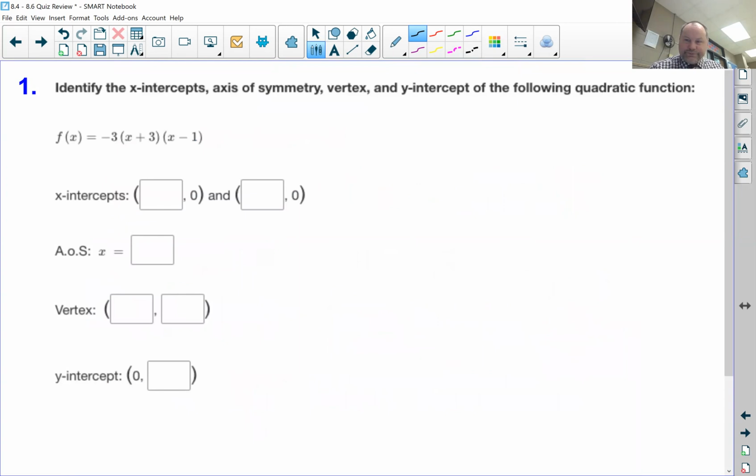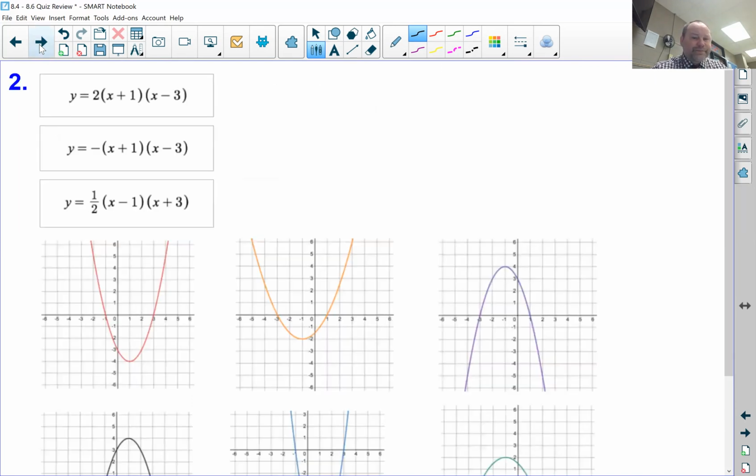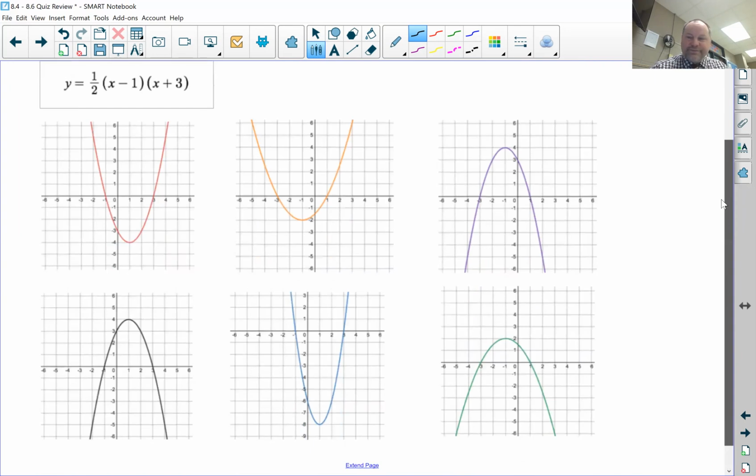So for the review, you'll have problems like this. Here's an equation in intercept form. Find the intercepts, find the axis of symmetry, find the vertex, find the y-intercept. And again, for the y-intercept, you just plug 0 in for x and evaluate the expression. I believe those are all fill in the blanks. Then some matching. Here are equations in intercept form. You need to match each with the correct graph.